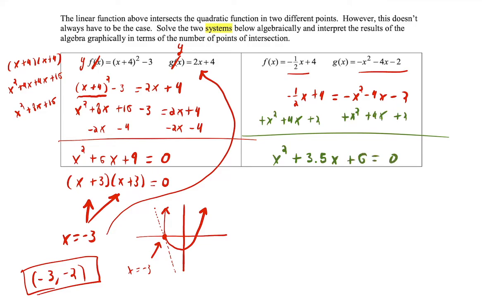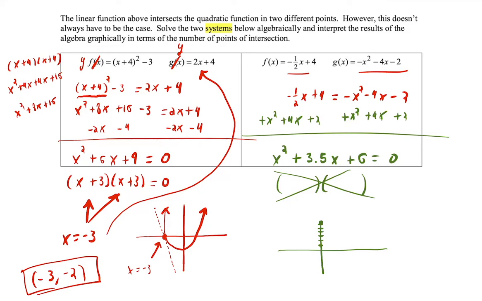And it might not be immediately apparent, but there is no way to factor that expression. There's no two numbers or even decimals that multiply to make 6 that add to make 3.5. The logic I would appeal to here is I want you to just imagine what this looks like. This is a quadratic function that has a y-intercept at 6.